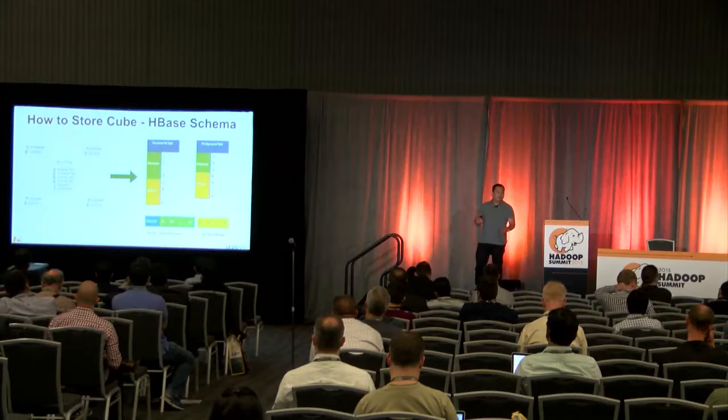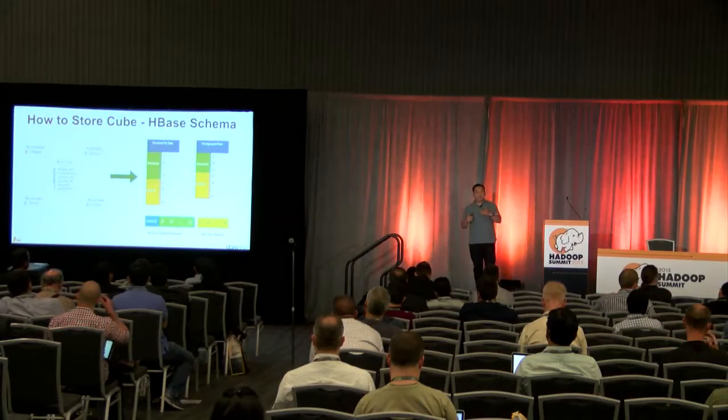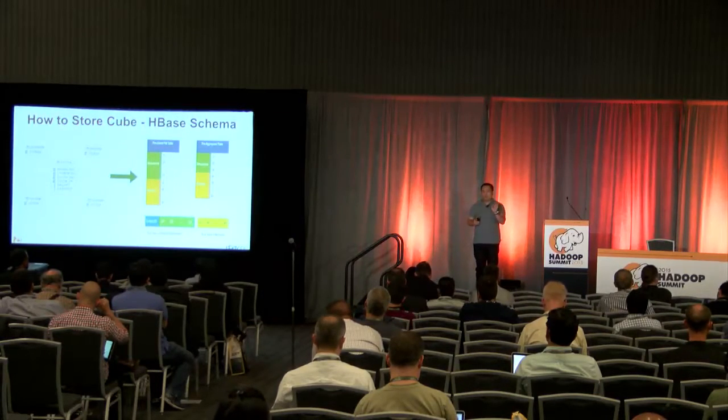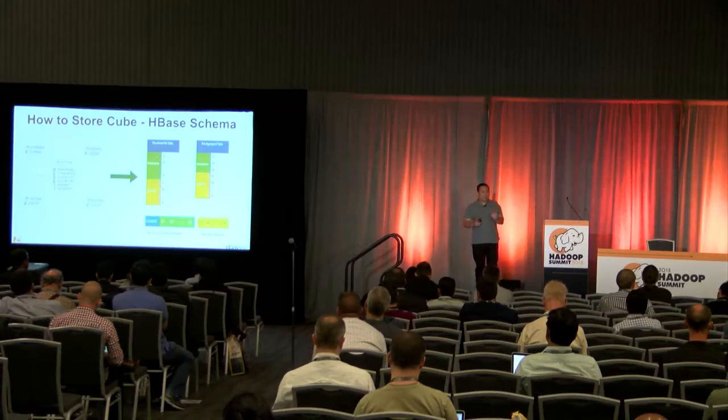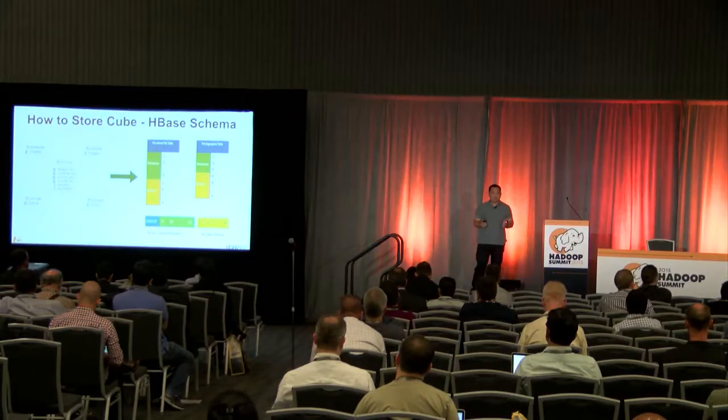The row key always starts with a cuboid ID. The cuboid is one node in the diagram; one cuboid means one combination of dimensions. And all the measures, the value, is the aggregation result. If you have a sum, it will be the sum result. Okay, this is how we store the data in HBase.